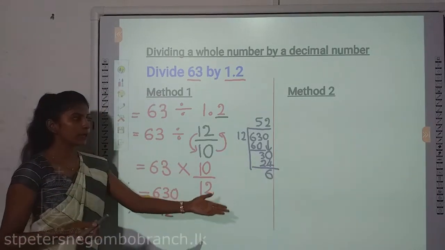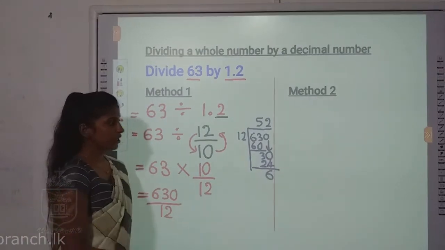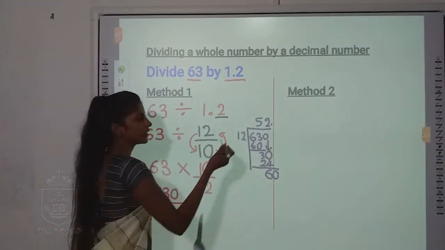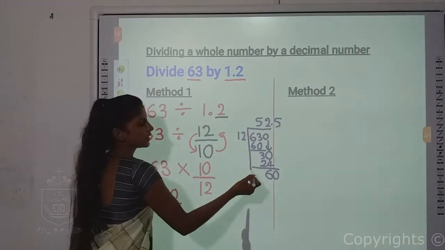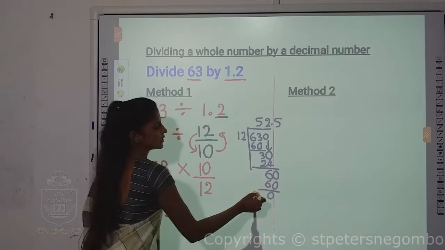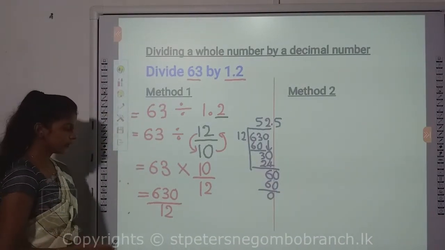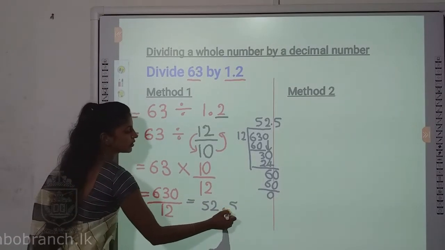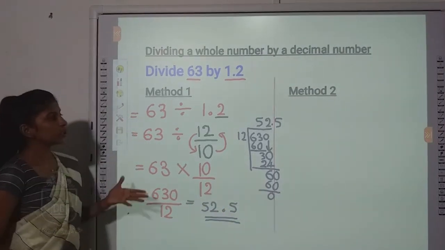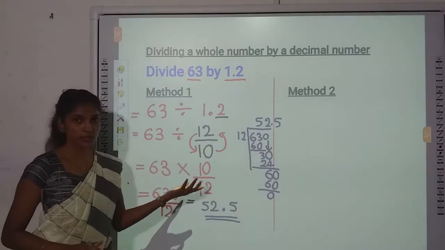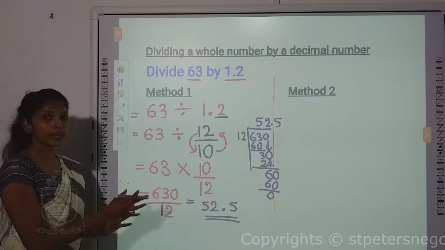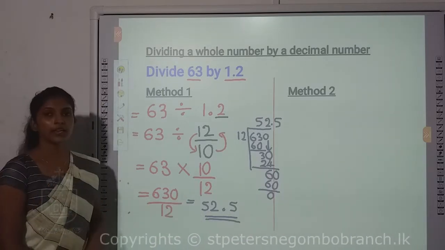So you know what will happen. If there is a remainder, you have to keep the decimal point and take a 0. And for 60 you have again 5. 12 times 5 is 60, remainder 0. So what's the answer here? 52.5. So the final answer is 52.5. In the first method, you converted the decimal into a fraction with the power of 10 and then did the fraction simplification and obtained the answer.